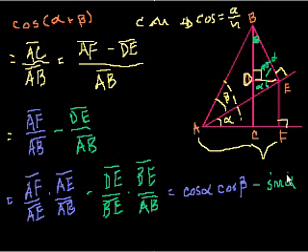And what is BE over AB? Look at this triangle again. Well, for beta, BE is the opposite, and AB is the hypotenuse. So opposite over hypotenuse for beta. So it's the sine of alpha times the sine of beta. I'm running out of space, I have to go to another line. Sine of beta. Pretty neat.